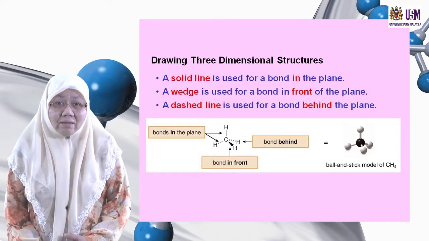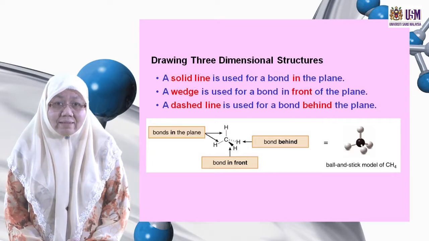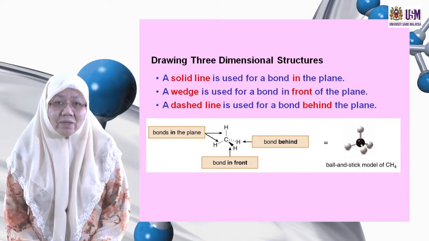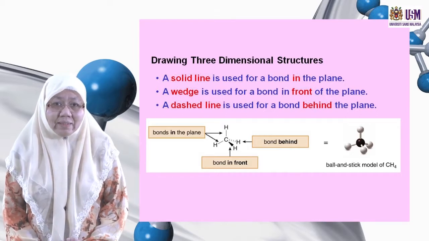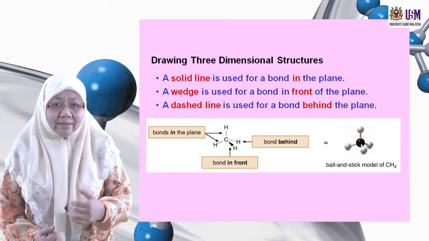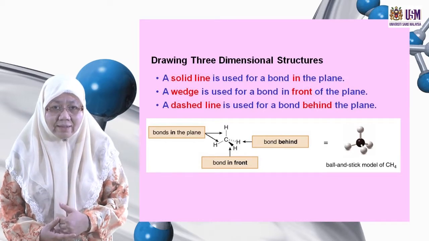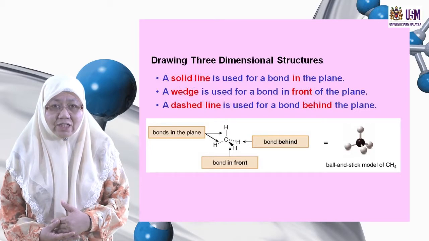To draw three-dimensional structures on a piece of paper, we need to use solid lines to represent the bonds in the plane of the paper. A wedge shows a bond which is coming out from the plane of the paper, that is, in front of the plane. And a dashed line is used for a bond which is behind the plane. As we can see in the diagrams and in the video, the straight lines are for bonds in the plane. In the ball and stick model, when the hydrogen atom is pointing towards you, that is the front, and it is represented by the wedge. The one that is behind is represented by the dashed line.